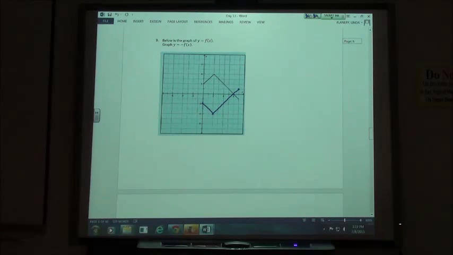So if the negative's on the inside with the x, it goes across the y-axis. If it's on the outside of the f of x, then it goes across the x-axis.